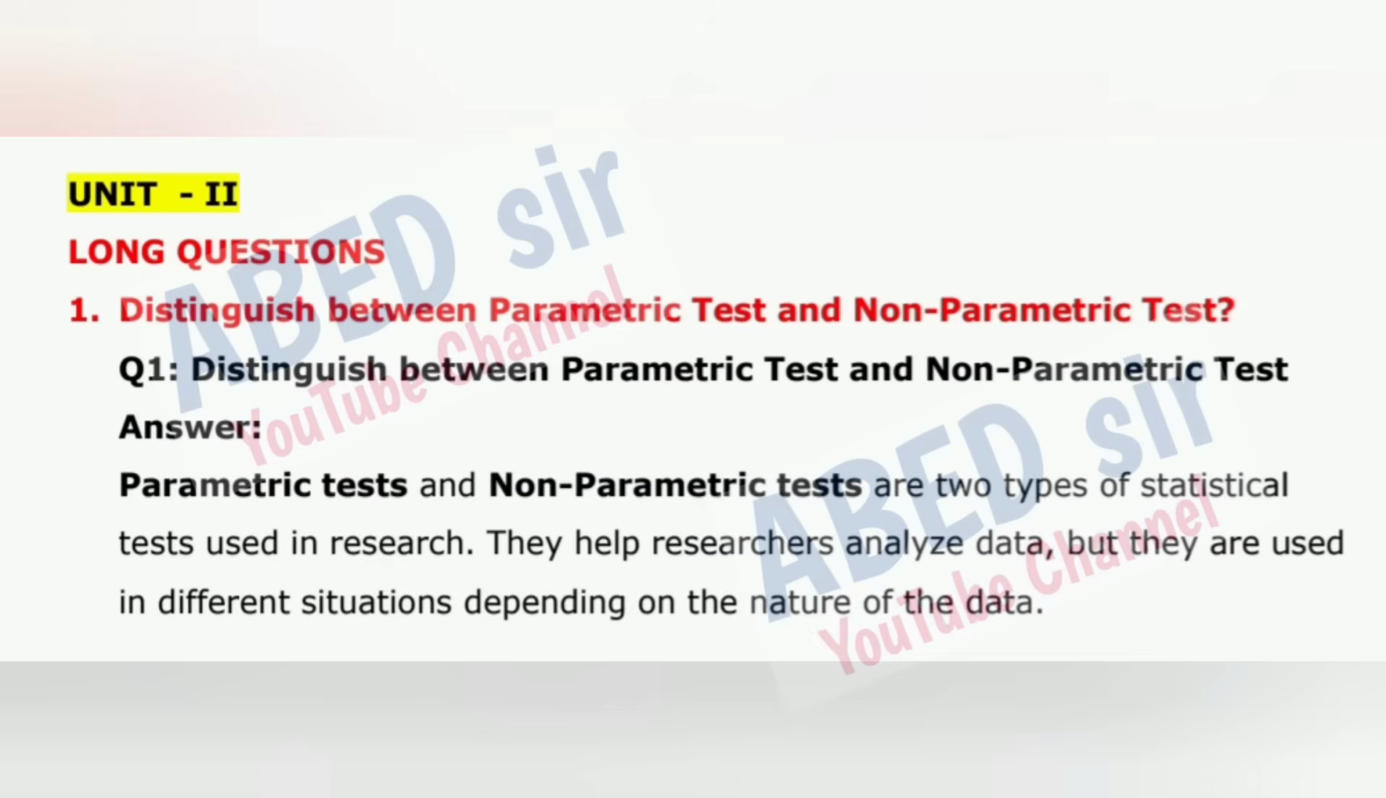Distinguish between parametric test and non-parametric test. Answer. Parametric tests and non-parametric tests are 2 types of statistical tests used in research. They help researchers analyze data, but they are used in different situations depending on the nature of the data.